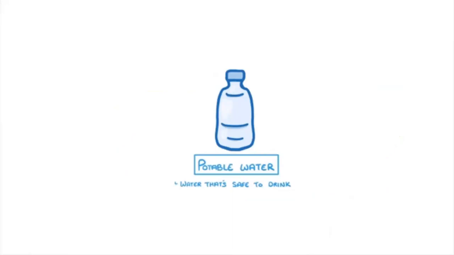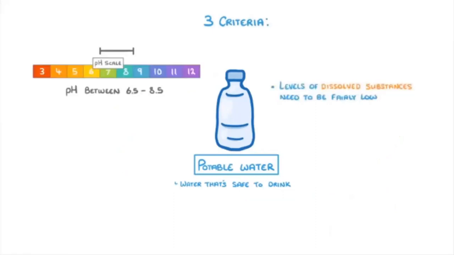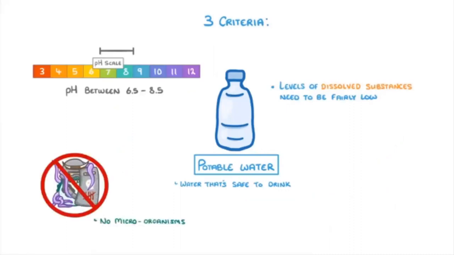This by itself isn't a problem, but there are 3 criteria for water to meet before it can be considered potable. One is that the levels of dissolved substances need to be fairly low. Another is that it has to have a pH of between 6.5 and 8.5, so that it's not too acidic or alkaline. And lastly, we have to make sure that there are no microorganisms, like bacteria or fungi, swimming around in it.